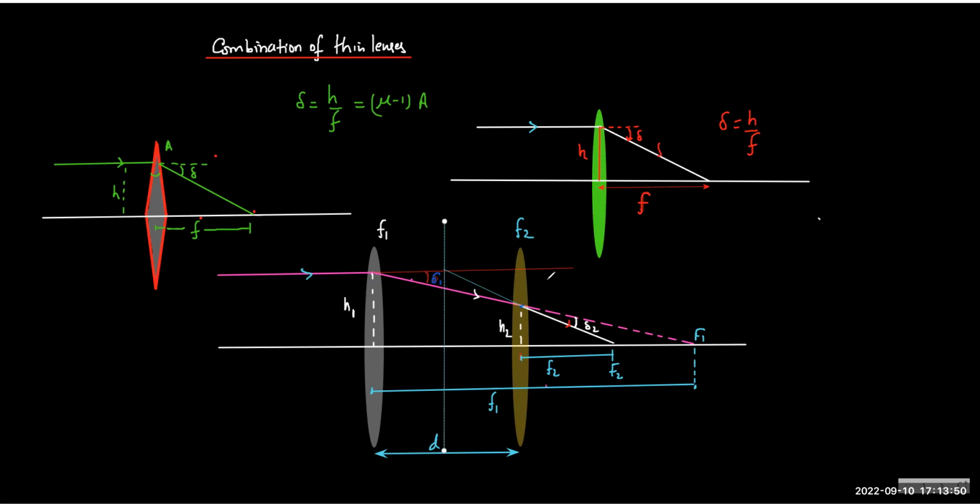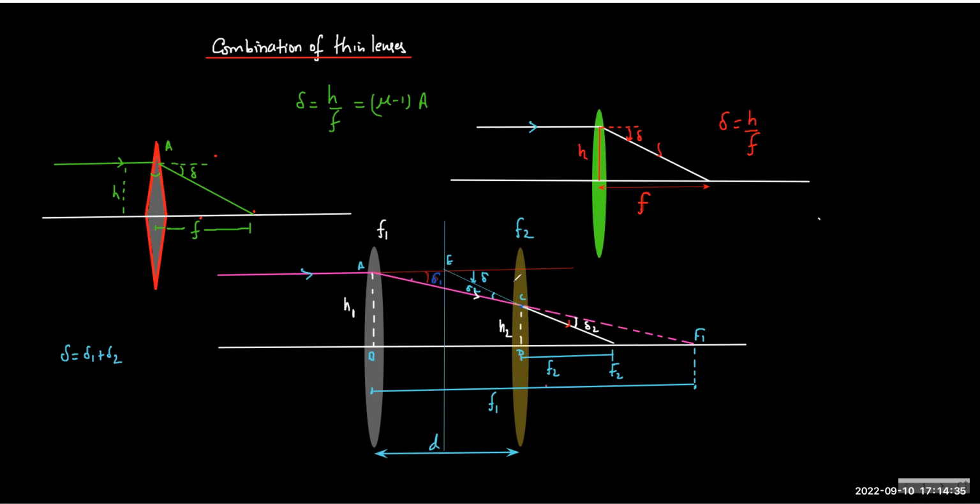This is delta 1, this is delta 2, and this is the total deviation, from the external angle property. The external angle is the sum of the two far interior angles, so delta equals delta 1 plus delta 2. In the triangle AEC, you can see that the net deviation is equal to the sum of the deviations.